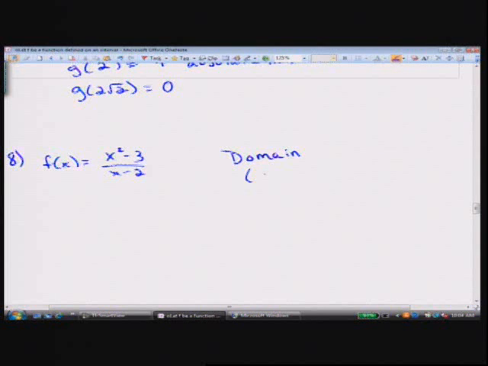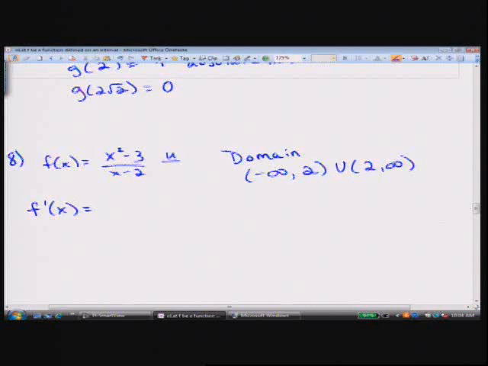So it's everywhere that's not undefined, right? Yes. Okay, so everywhere that's not 2. Good. Everything but 2 would be a good way to say it. So negative infinity to 2 union 2 to infinity. Or you can say all real x not equal to 2.